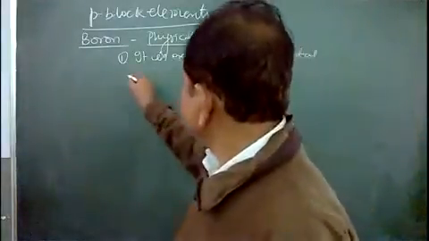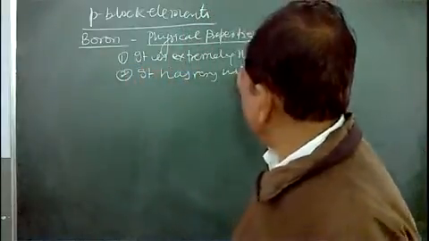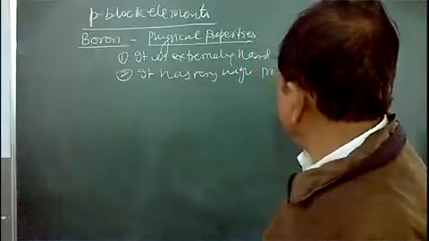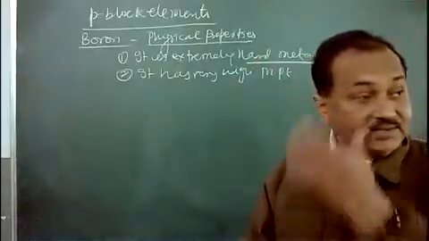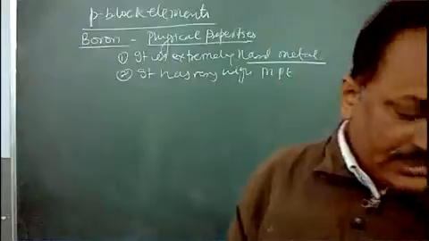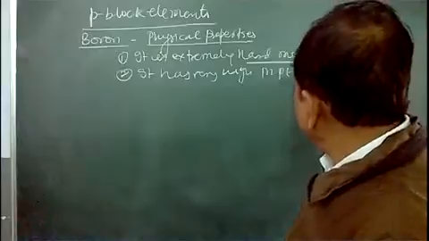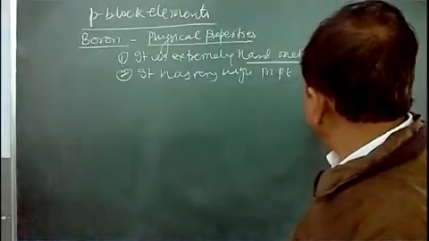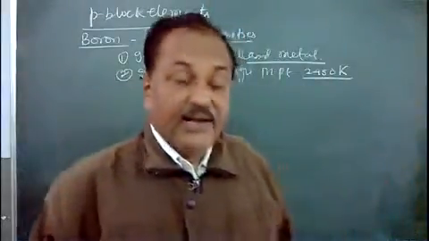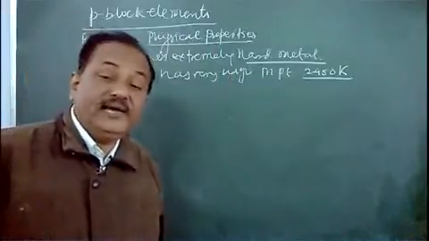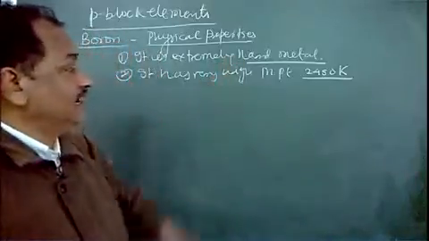Now second, it has a very high melting point, and it is indicated by the hardness. The melting point is 2450 Kelvin. It is very important to note that boron has a very high melting point, and it is indicated by the hardness.